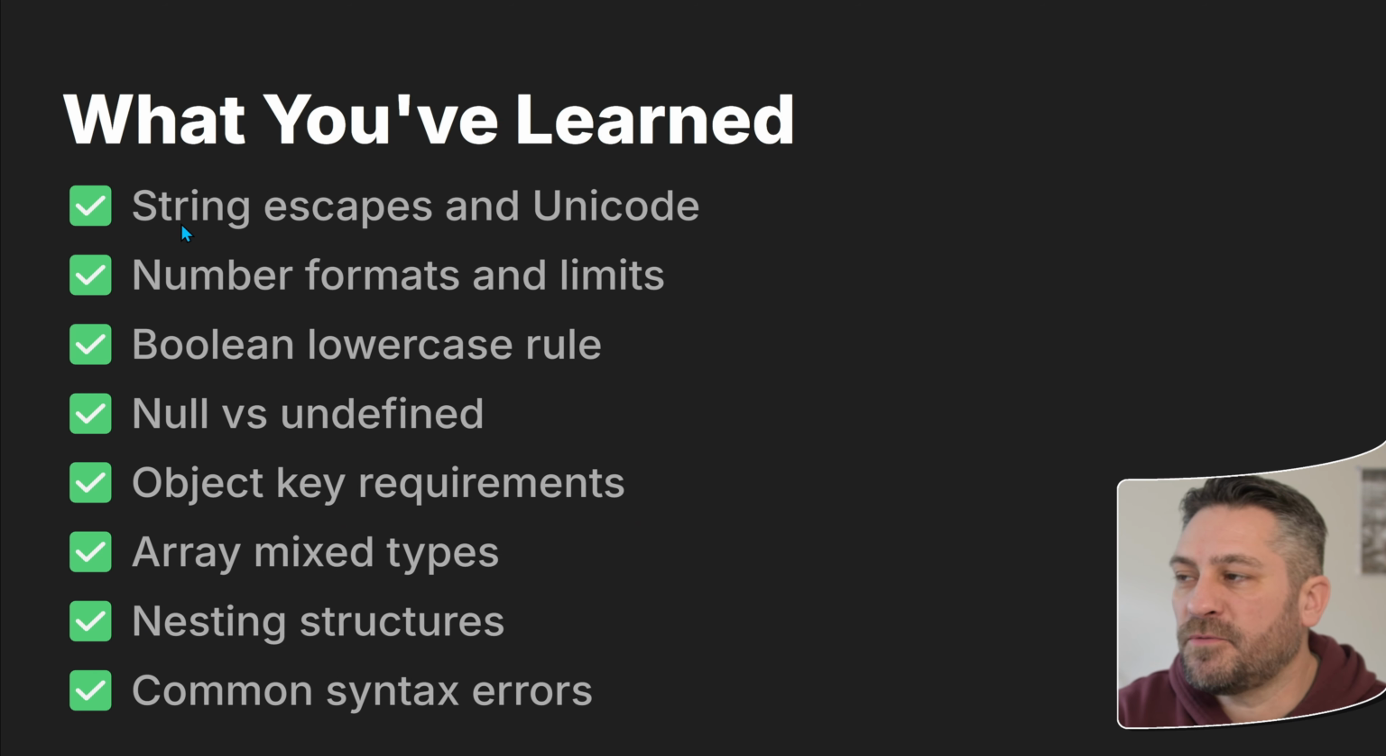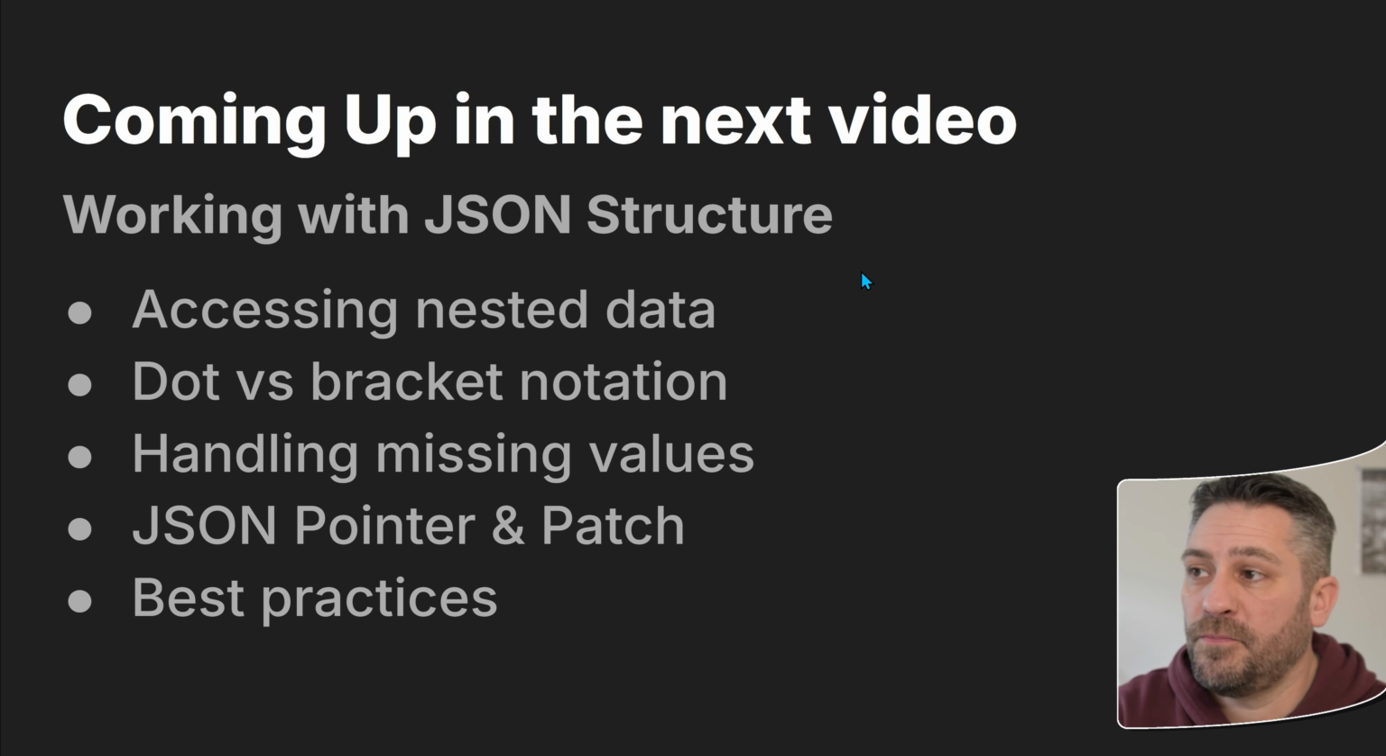So today, a few things we've covered. We looked at the string escapes and Unicode. We looked at some of the number formats and limits. We looked at the Boolean lowercase rule, null versus undefined, object key requirements, mixed types for arrays, some of the nesting structures, and the common syntax errors. So for the third video, we're going to actually be looking at the JSON structure a bit more. So we're going to be accessing nested data, looking at the dot versus the bracket notation, which you might have heard about, handling missing values, JSON pointer patch, and just some best practices as well.